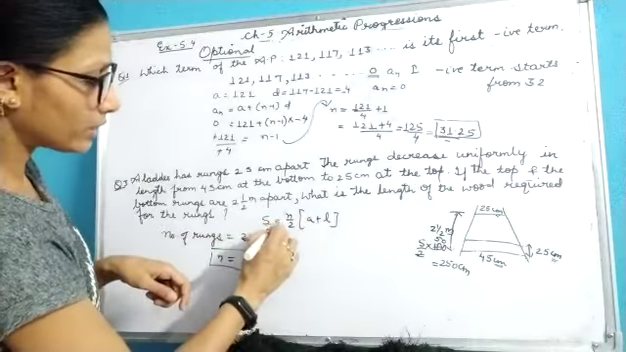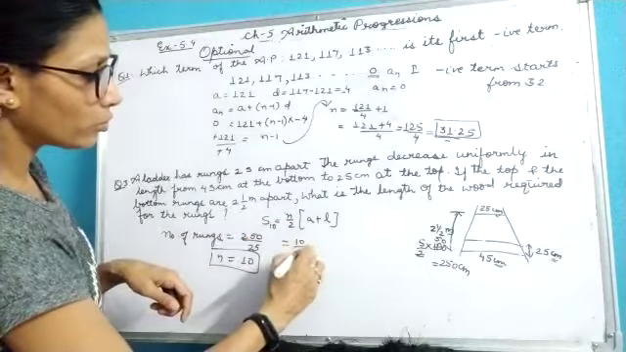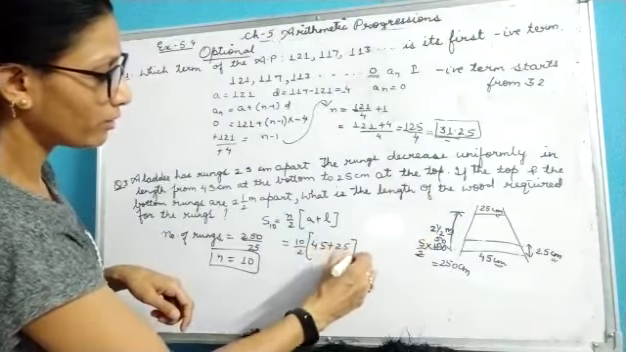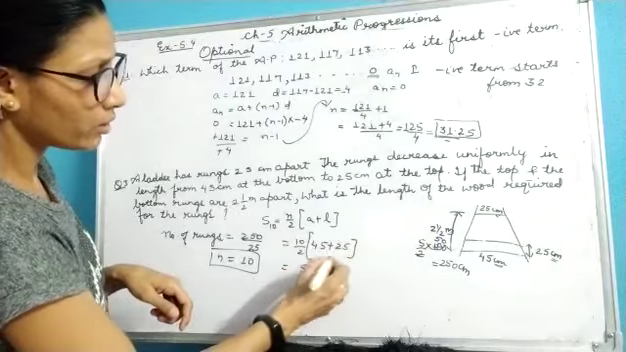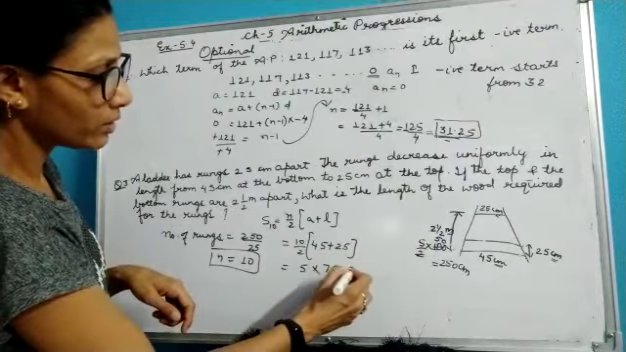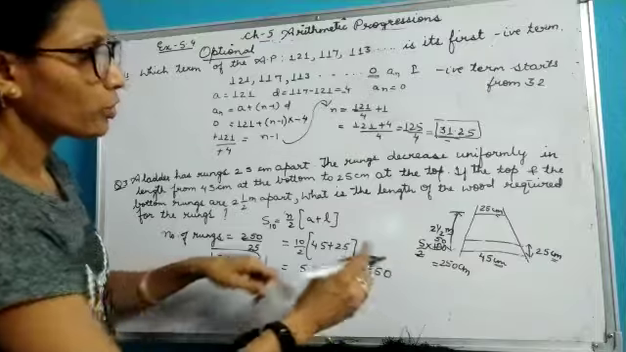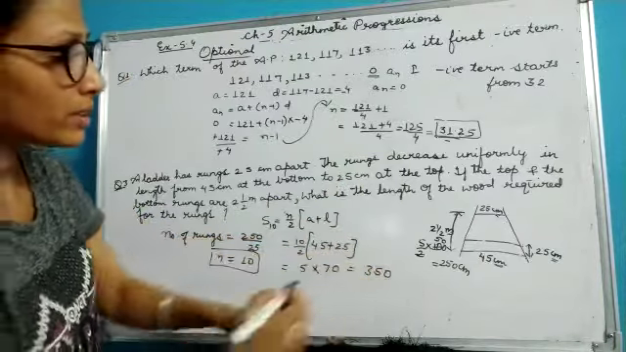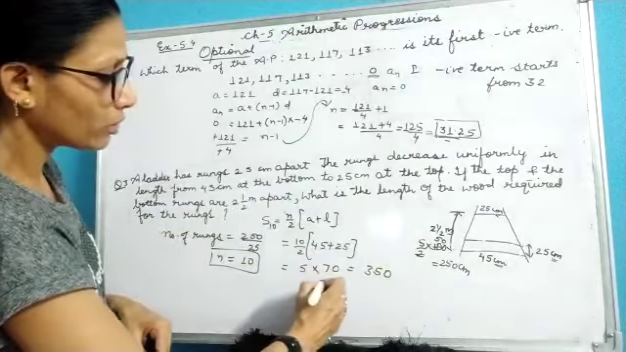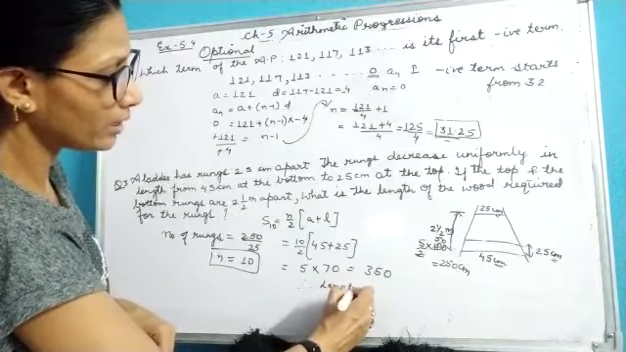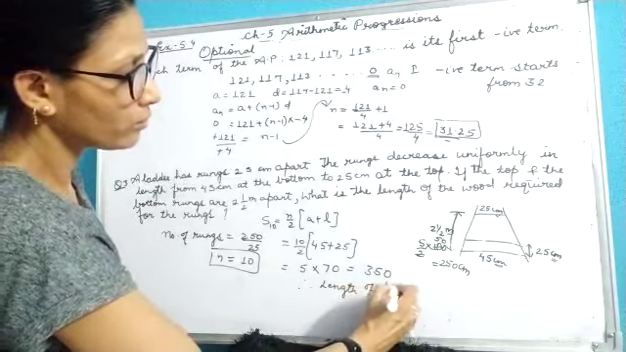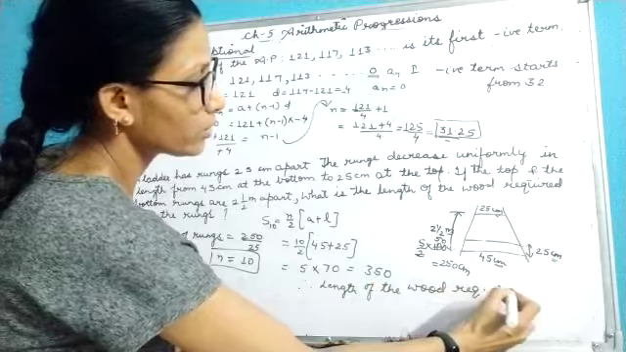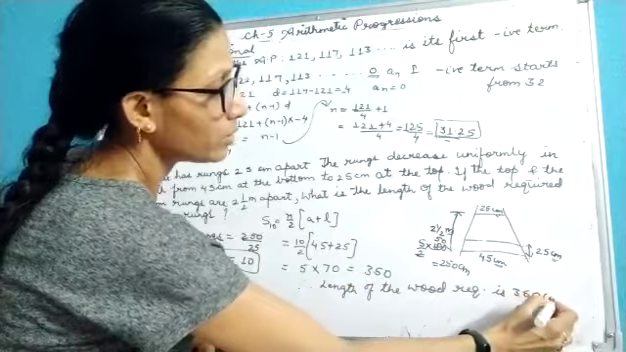So this is S10, which is equal to 10 by 2 times (your first value is 45 and your last value is 25), which gives me 5 into, add these, this is 70, so 350. So here you require 350 and the unit will be centimeters. Therefore the length of the wood required is 350 centimeters.